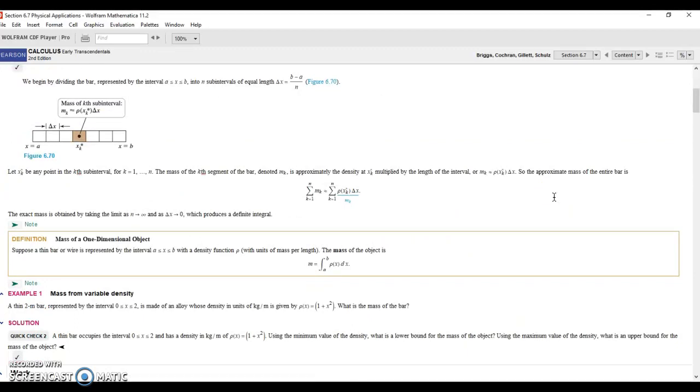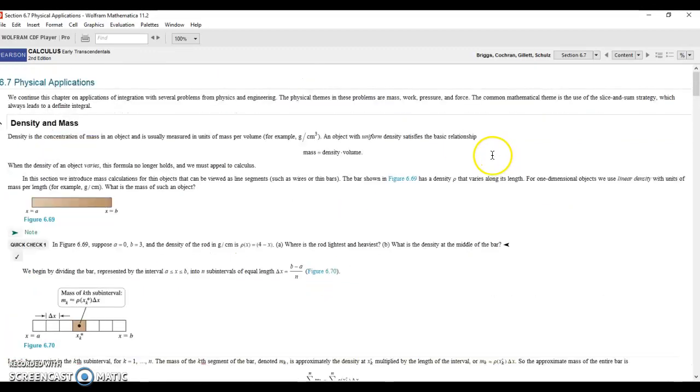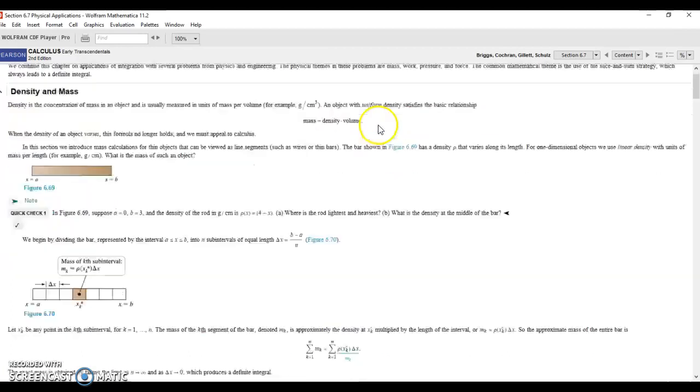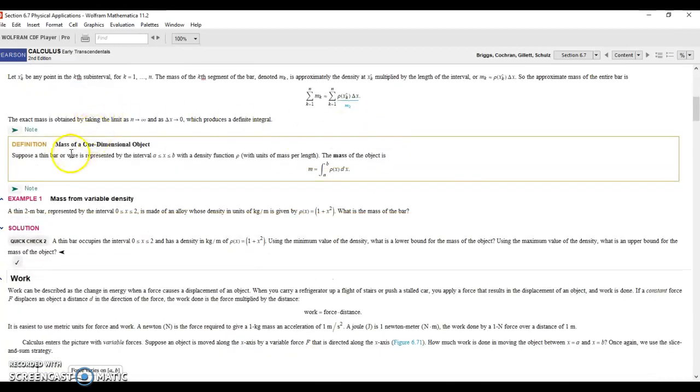Okay, we're now moving to section 6.7, and we're going to look at a few things here. Some physical applications. These are supposed to be problems from physics and engineering. We're going to look at mass, work, pressure, and force. And the first thing that we're going to look at is mass of a one-dimensional object. So we're thinking about a thin bar or wire on an interval, and we have some density function for that thing. We can find the mass by just integrating the density function.